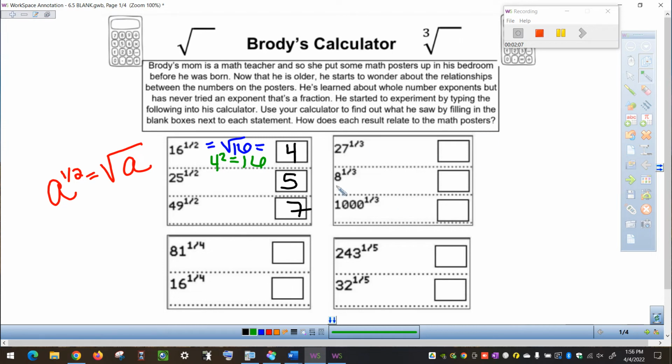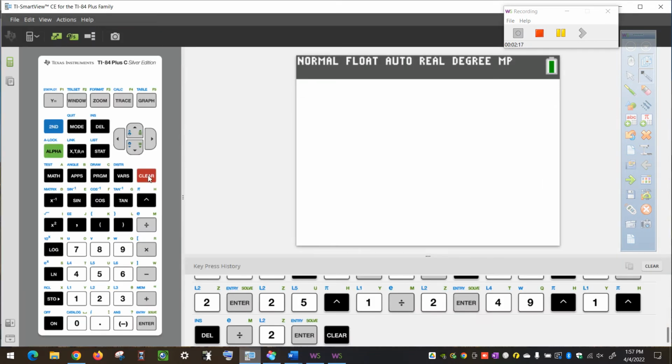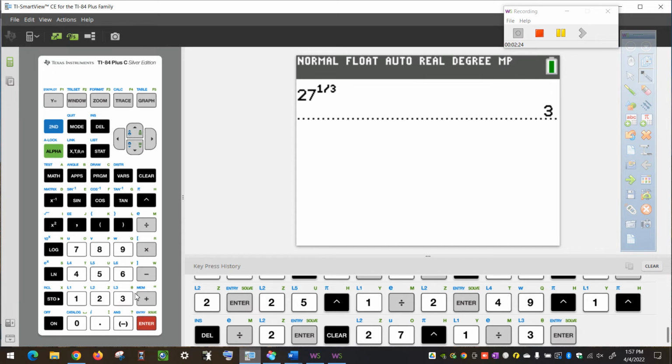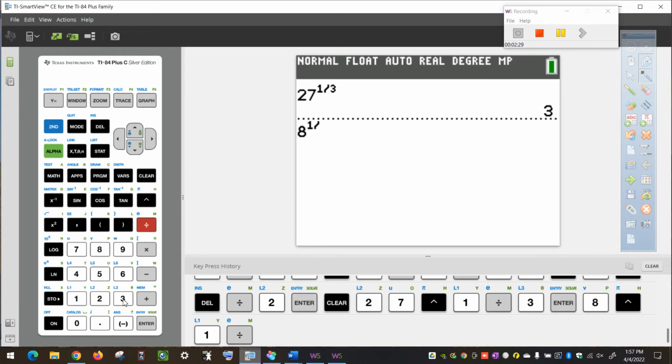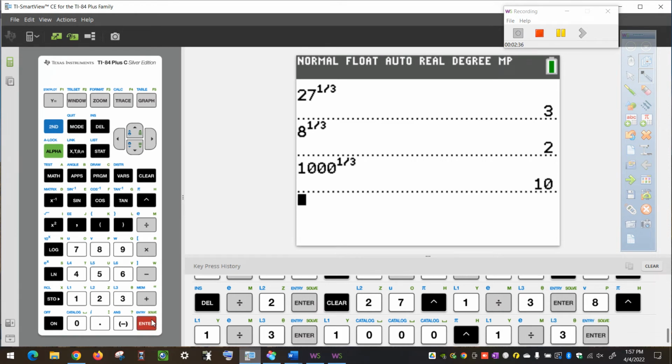All right, we're going to jump over here to take a look at the next set of problems. These were all raised up to the 1/3. So we had 27 to the 1/3, which was 3. We had 8 to the 1/3, that equaled 2. And then we had 1,000 to the 1/3. That ended up equaling 10.